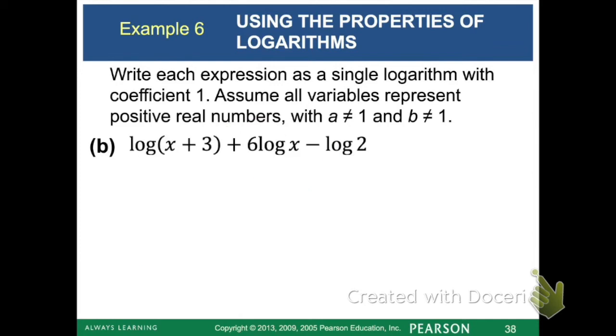Example 6, part B, same idea. First thing I want to point out, though, is that we have log of x plus 3. So keep in mind, if there's a sum or a difference inside the log, then it's always going to stay like that. Don't think about breaking up the x and the plus 3. Just leave them like they are. So let's start by looking for exponents. The only number that would be an exponent here is 6. So that's going to come up and be an exponent on our x.